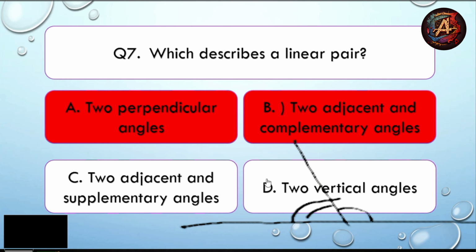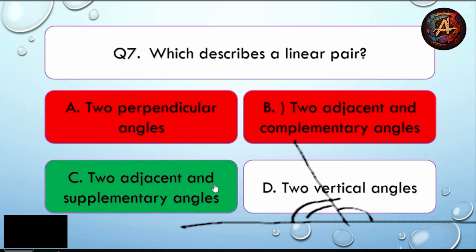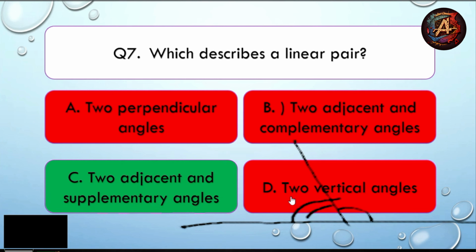So, the correct answer for our problem is supplementary angles, because by definition, supplementary angles are two angles whose sum is equal to 180 degrees. Alright, so letter D is also wrong. I hope you got that one, my dear math learners. Easy, right? Very easy, my dear math learners.